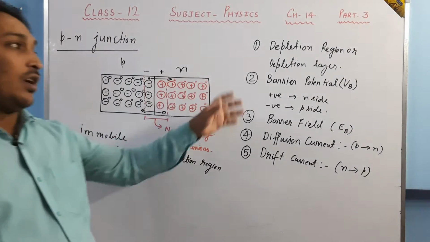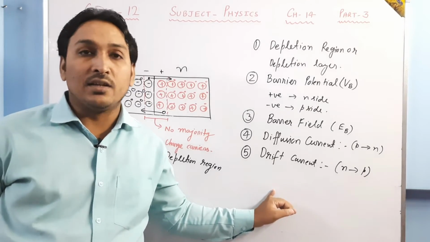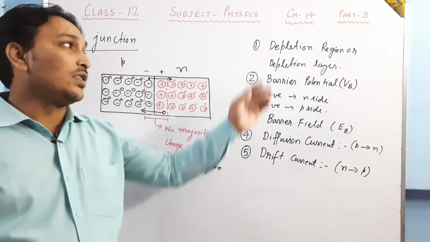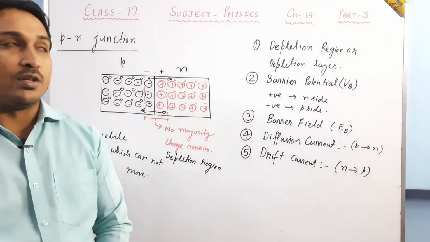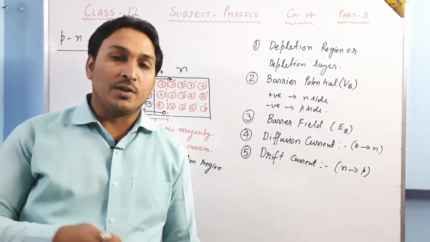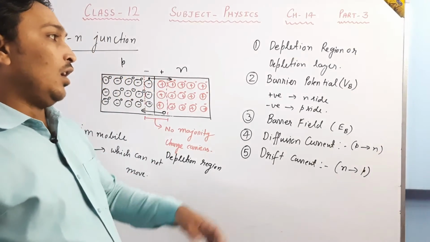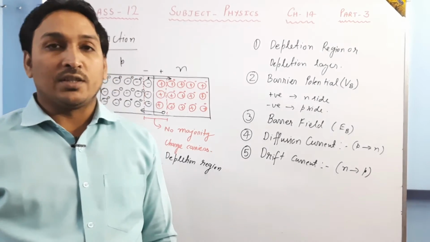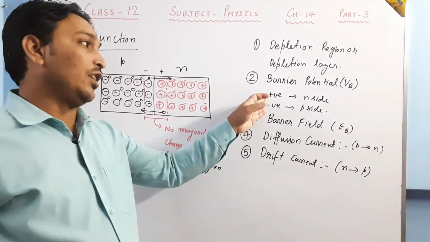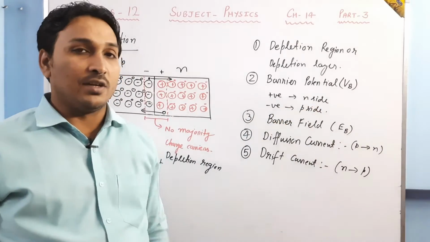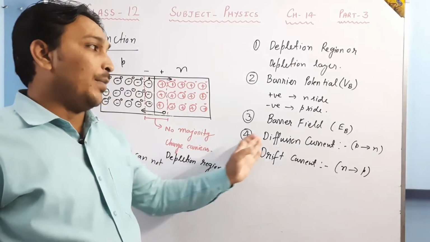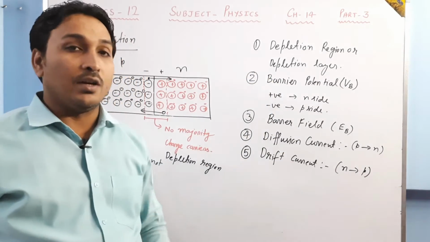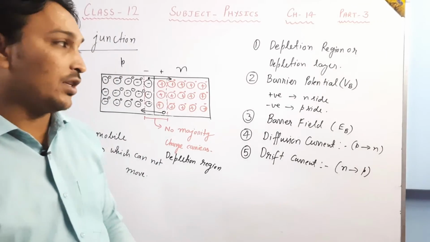Let me repeat once again, what are these things? These things are asked in 2 marks or 1 mark definition in board examination. The very first thing is depletion region. What is depletion region? It is the region in which majority charge carriers are not there. Barrier potential: potential across the junction which obstructs the flow of majority charge carriers is called barrier potential. Positive is created toward N side and negative is created towards P side. Barrier field, what is barrier field? Due to barrier potential, one electric field is created which also obstructs the flow of majority charge carriers.